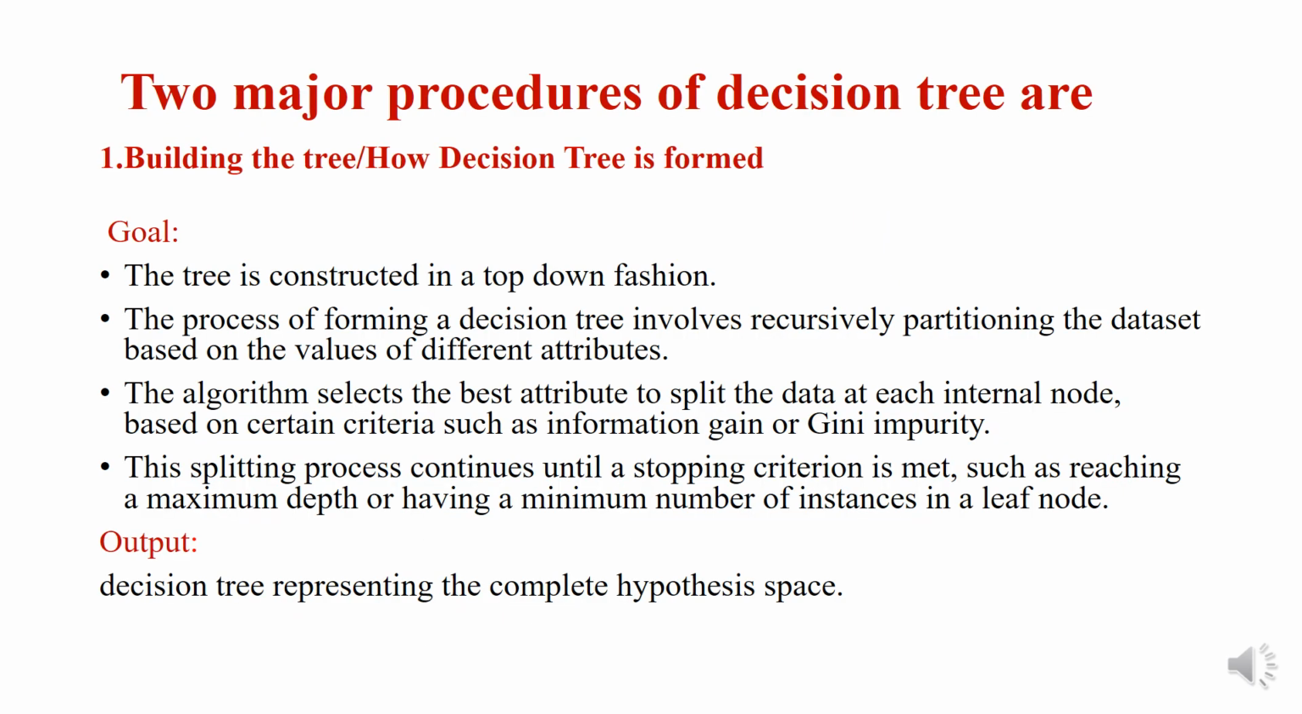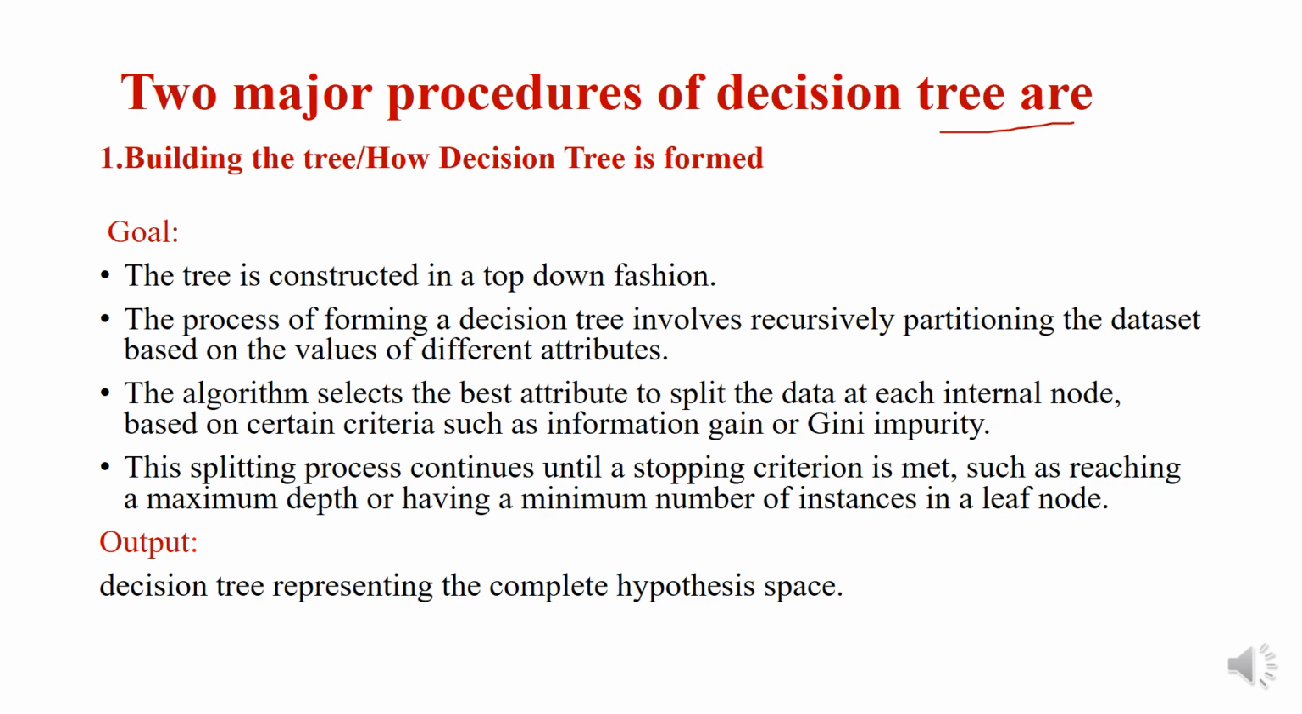Next, two major procedures of decision tree. What are the two major procedures of decision tree? One is first building the tree, or how a decision tree is formed. That is the goal and the input we have to write for this. This question you may get for 5 to 6 marks. What are the two major procedures of any decision tree?